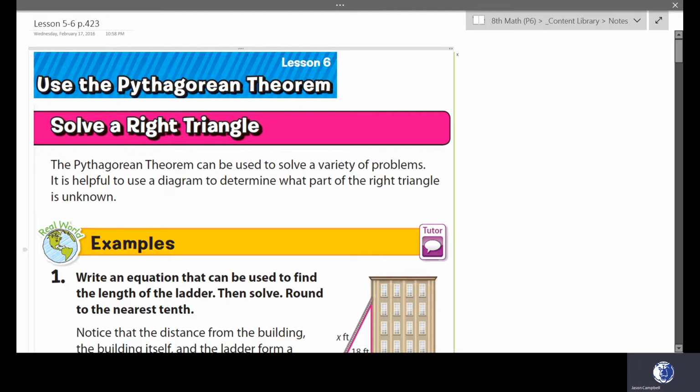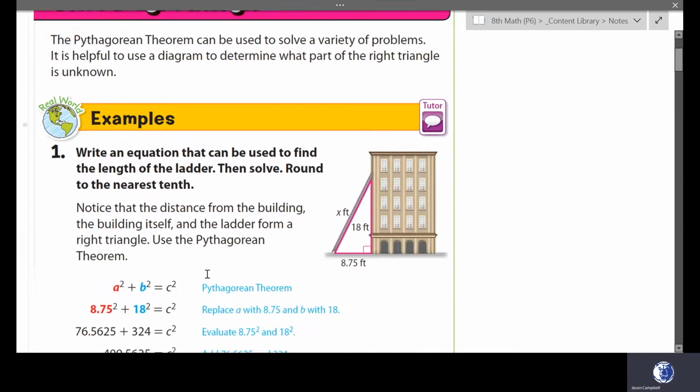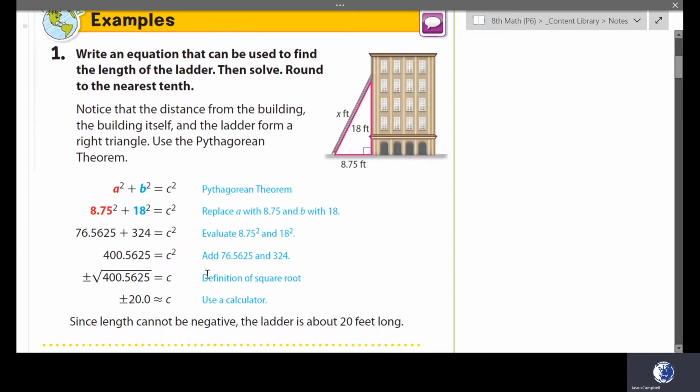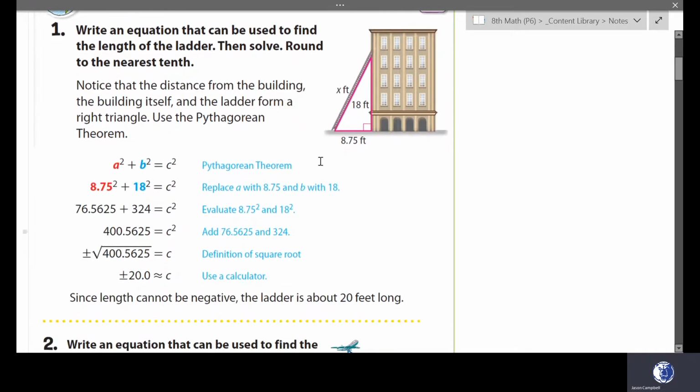Chapter 5, Lesson 6, Use the Pythagorean Theorem. The Pythagorean theorem can be used to solve a variety of problems. It is helpful to use a diagram to determine what part of the triangle is unknown. In example 1, it says, write an equation that can be used to find the length of the ladder. Then solve, round to the nearest tenth.